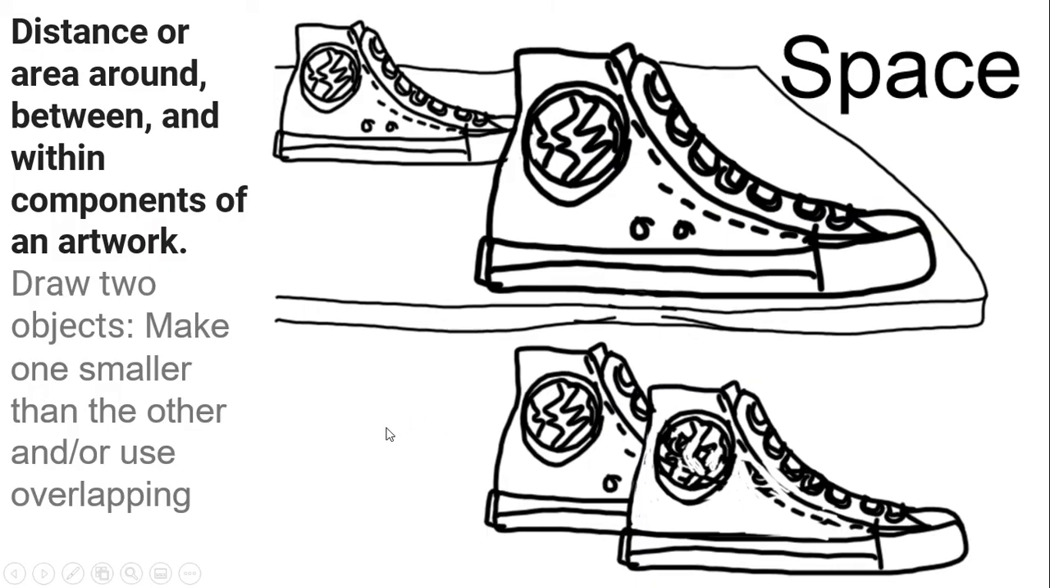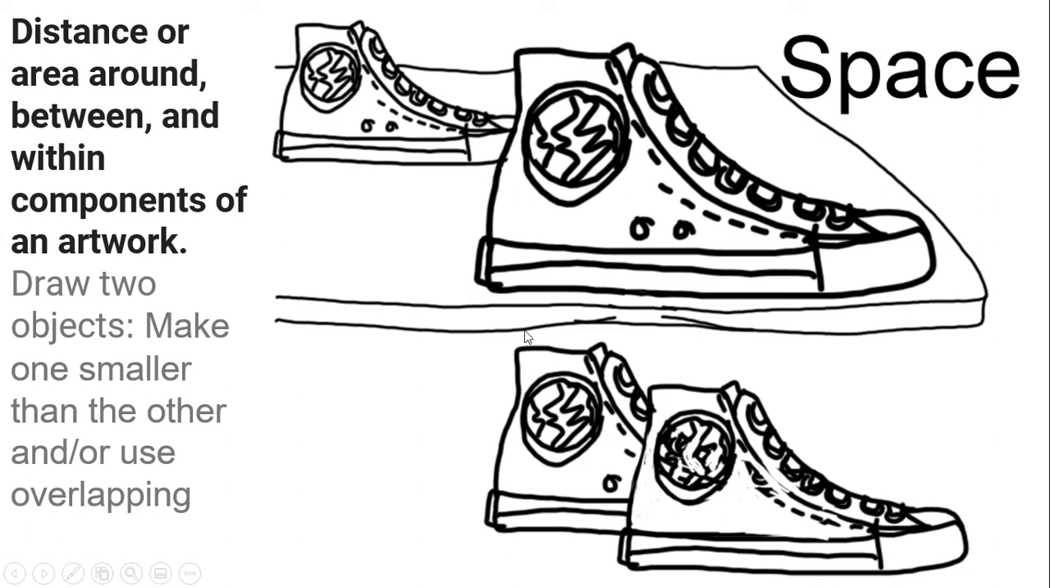So our next one is space. Space can be a little bit more difficult to represent or a little bit more difficult to understand, but I think these visual representations make it pretty easy. So the definition of space is the distance or area around, between, and within a component of artwork. So if I was drawing these, the space is around these, it's in between these, and it's like a part of the complete artwork. So I want you to draw 2 objects.